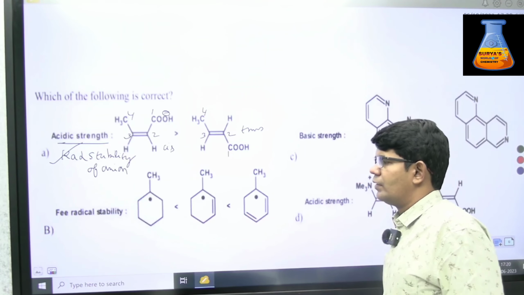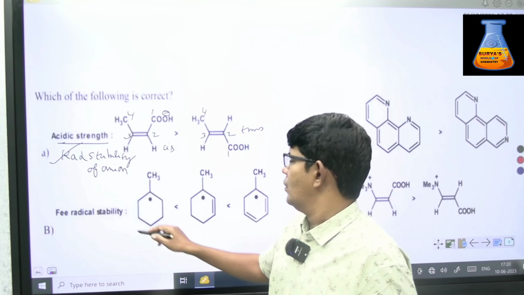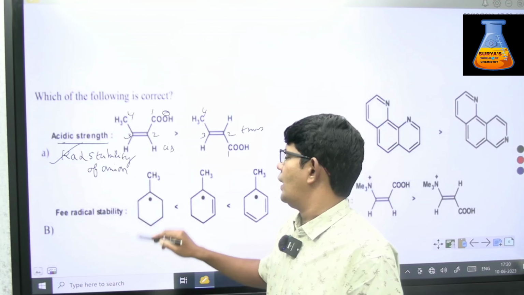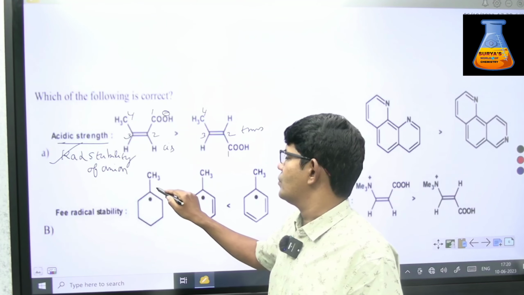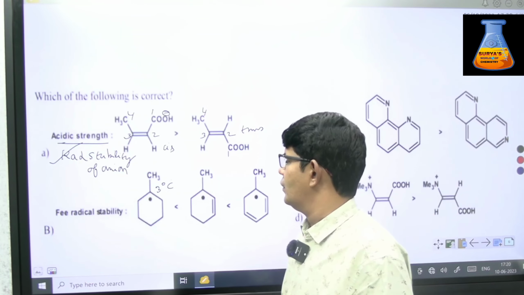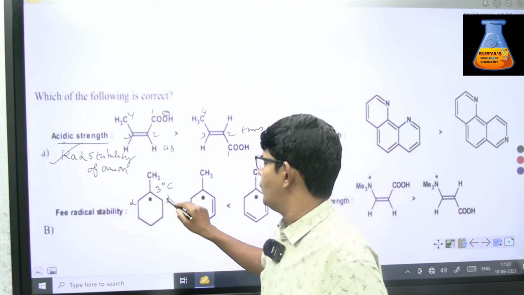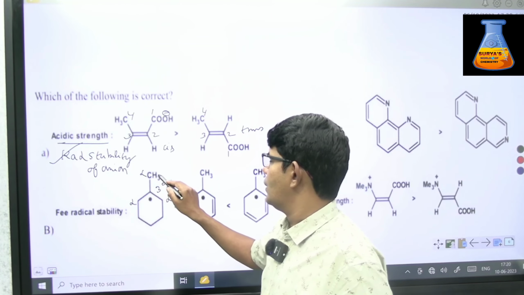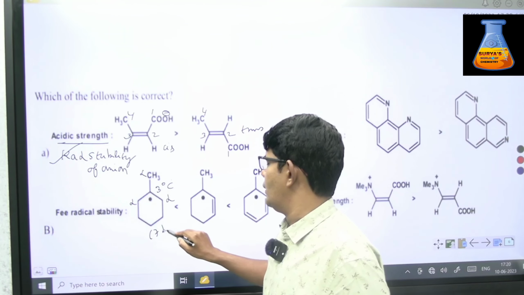Now let us compare the second one, free radical stability. In the first option you have the radical which is formed here. It is attached to 3 different carbons, so this is a tertiary free radical. Tertiary free radical with how many alpha hydrogens? This is 1 alpha carbon, this is 1 alpha carbon, this is 1 alpha carbon. 3 plus 2, 5 plus 2, 7. So we have a total of 7 alpha hydrogens.